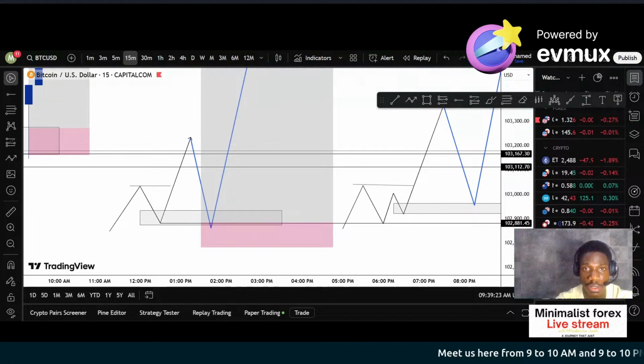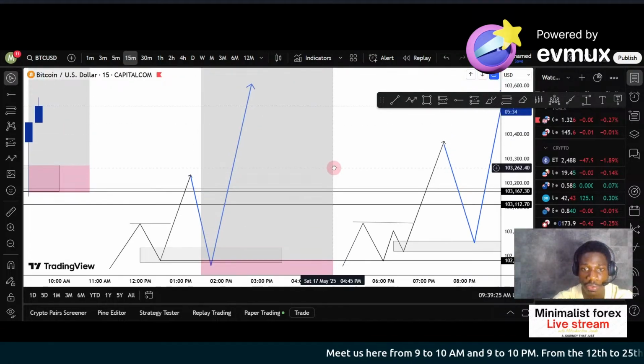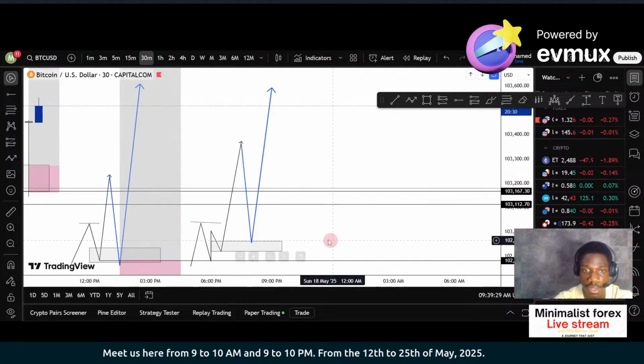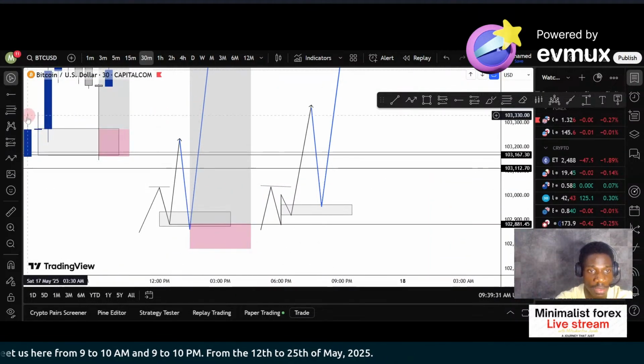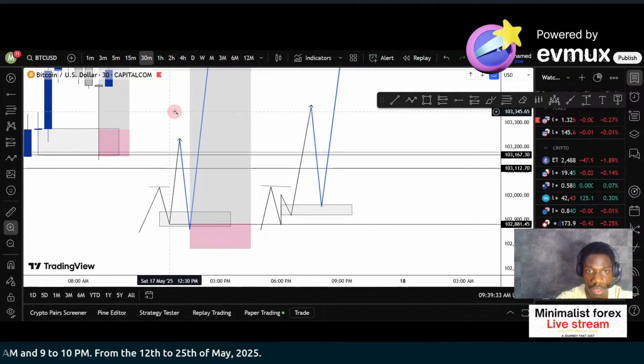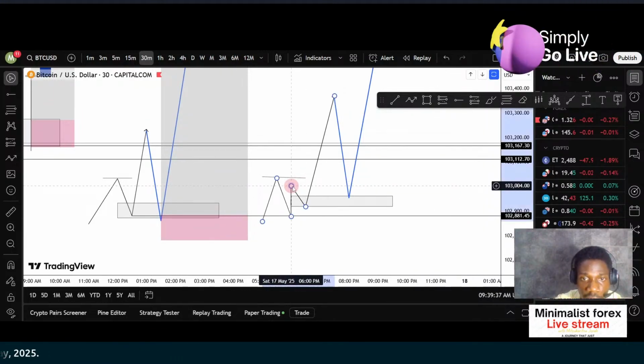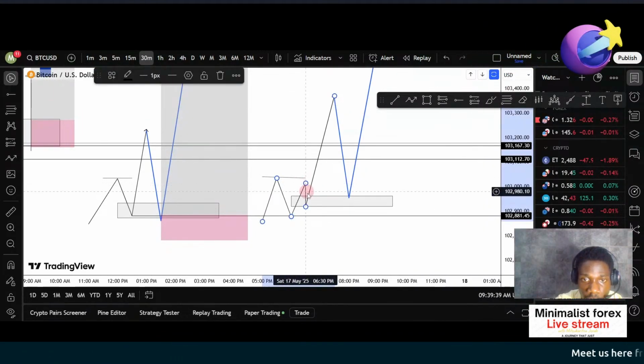Same thing. Okay, in a smaller time frame. Let me go to the 30 minutes. Okay, so in this case, same thing is going to happen here. The market failed to break this high. So what is it going to do?